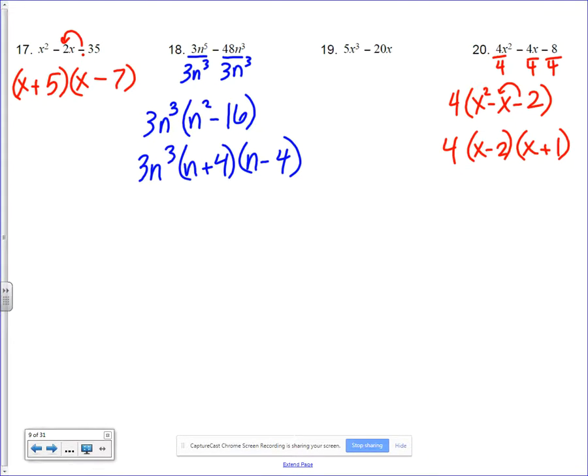1 plus 1 minus. It does not. Nope. And I think 19 is going to be the last one before we move on to something else. In number 19, can you take a GCF out? 5x. What's left?